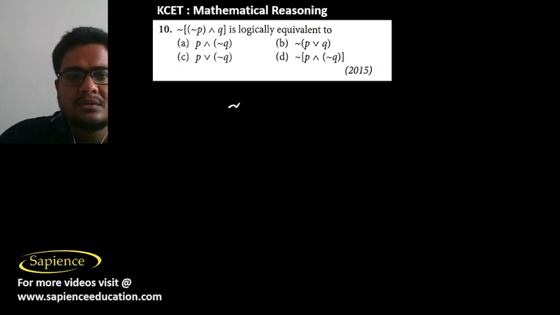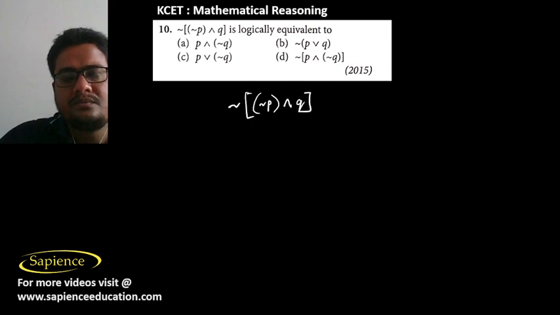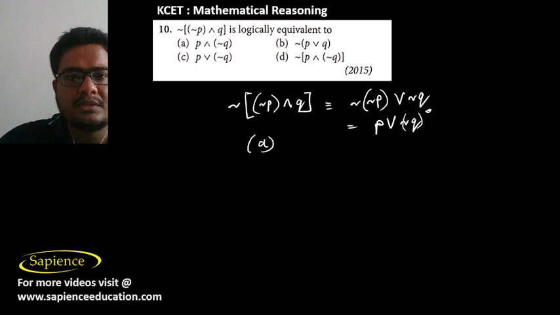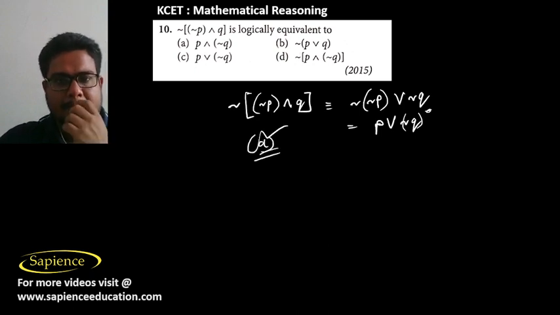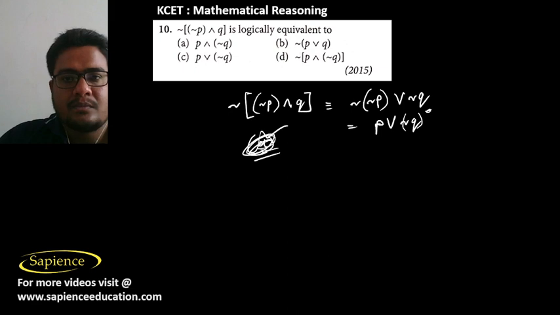Then in question number 10, it is told not of (not P and Q). This is logically equivalent to... we can apply De Morgan's law. So that is not of not P or not Q. Not of not P is P, so P or not Q. Option A is the correct answer. No, sorry. P or not Q. Option C is the correct answer.